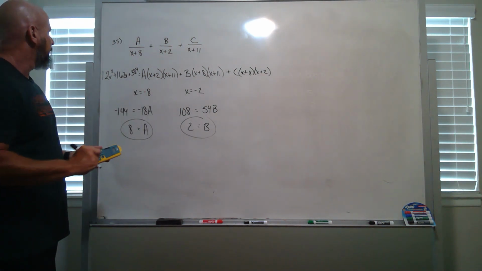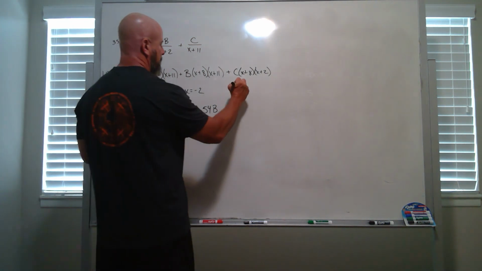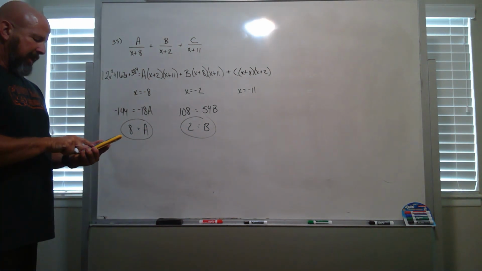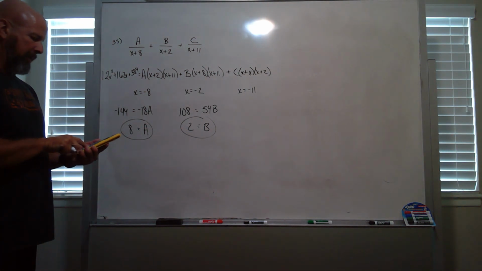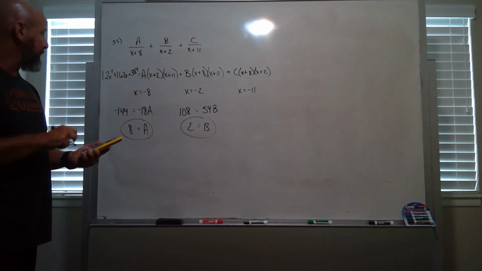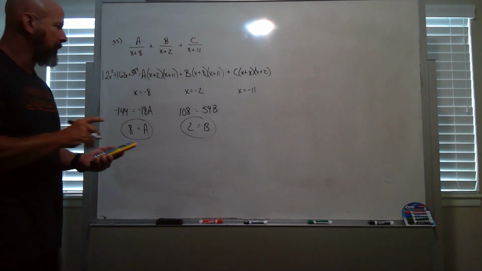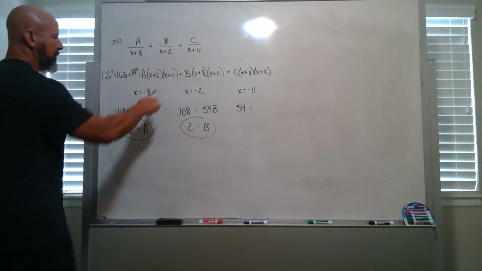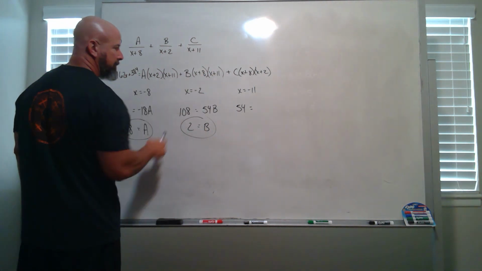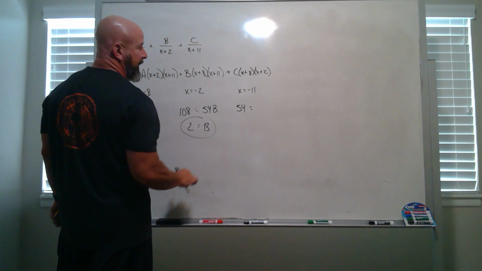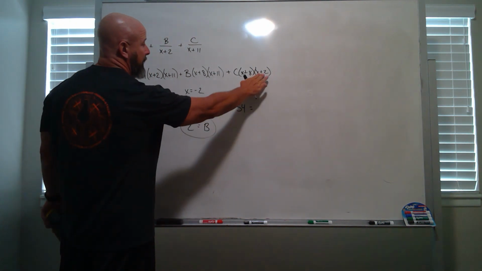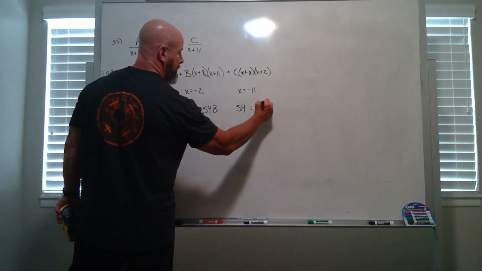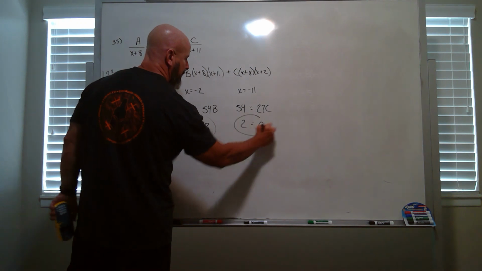The last one, I'll let x be negative 11. And so I've got 12 times negative 11 squared plus 162 times negative 11 plus 384. I got a 54 equals. And a negative 11 will zero out this term and this term. Negative 11 plus 8 is negative 3. And that would be negative 9, so that would be positive 27c. And so c would be 2.